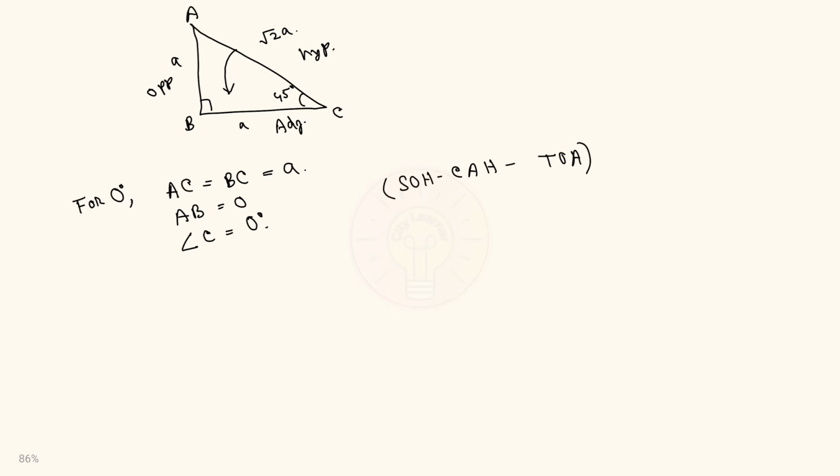Therefore, sine 0 degree is equal to opposite side by hypotenuse. Opposite side is AB, hypotenuse is AC. AB is 0, AC is A. So ultimately it will become 0.